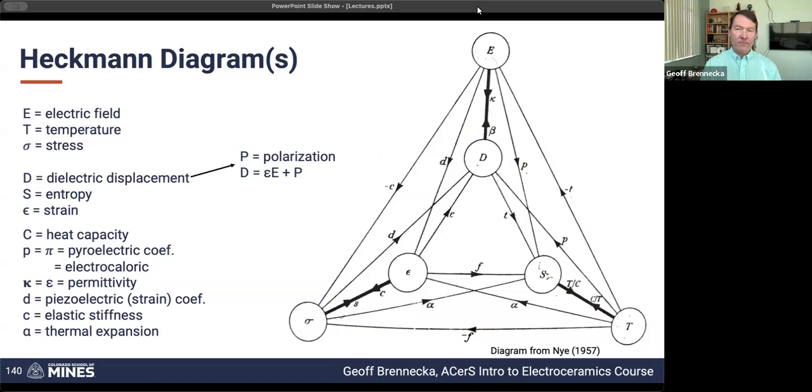phenomena and characteristics. So for example, we've got heat capacity, either inverse heat capacity or direct heat capacity. Alpha, the linear thermal expansion. We've already seen the D coefficients for piezoelectricity, and here's kappa, which is also epsilon r, the relative permittivity, dielectric constant, that sort of thing. So this is just walking through what some of those are, so that you know what to look for when you see these. Again, feel free to jump in with questions if the Heckman diagram is confusing to anyone.